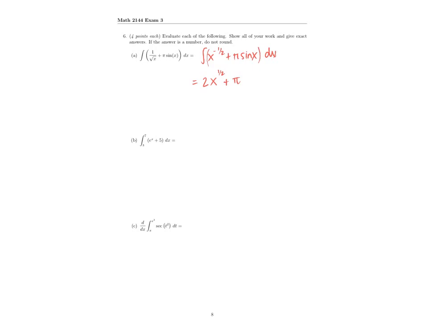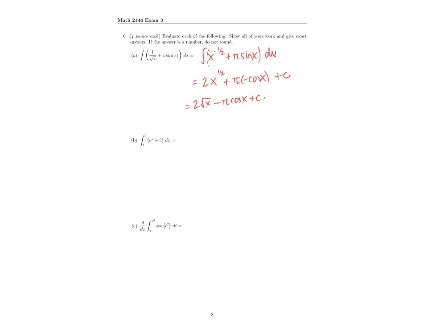The integral of sine x is negative cosine x, and then plus c. And so I can write that as 2 square roots of x minus pi cosine x plus c, just to clean that up a little bit.